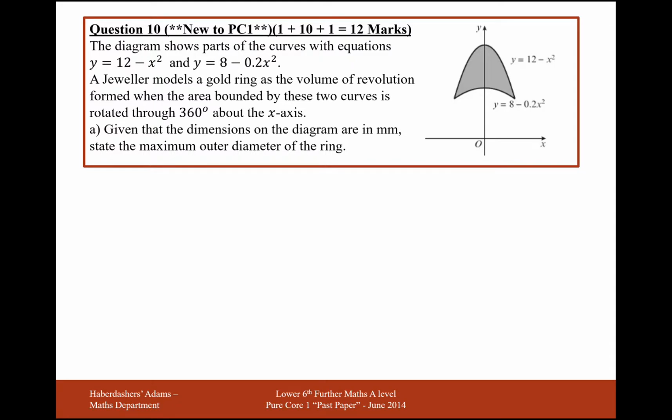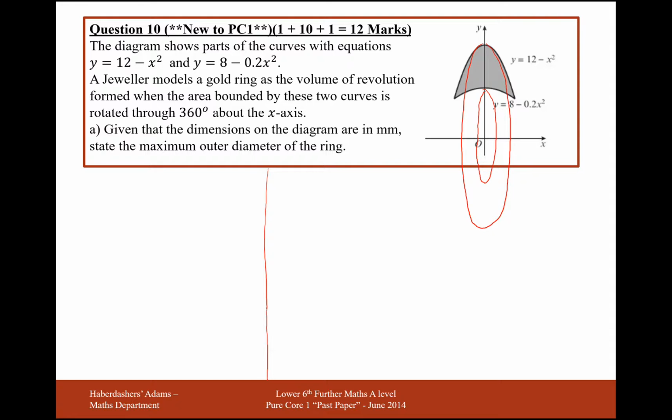This is new to Pure Core 1, it's volumes of revolution through integration, so I've added this question in myself. What we have here are two equations that form the outer shell of the ring and the inside shell of the ring. If you can imagine, the ring looks something like this on the outer shell, and something like that on the inner shell, and you put your finger in there. Okay, so 360 degrees around the x-axis, just as we expected.